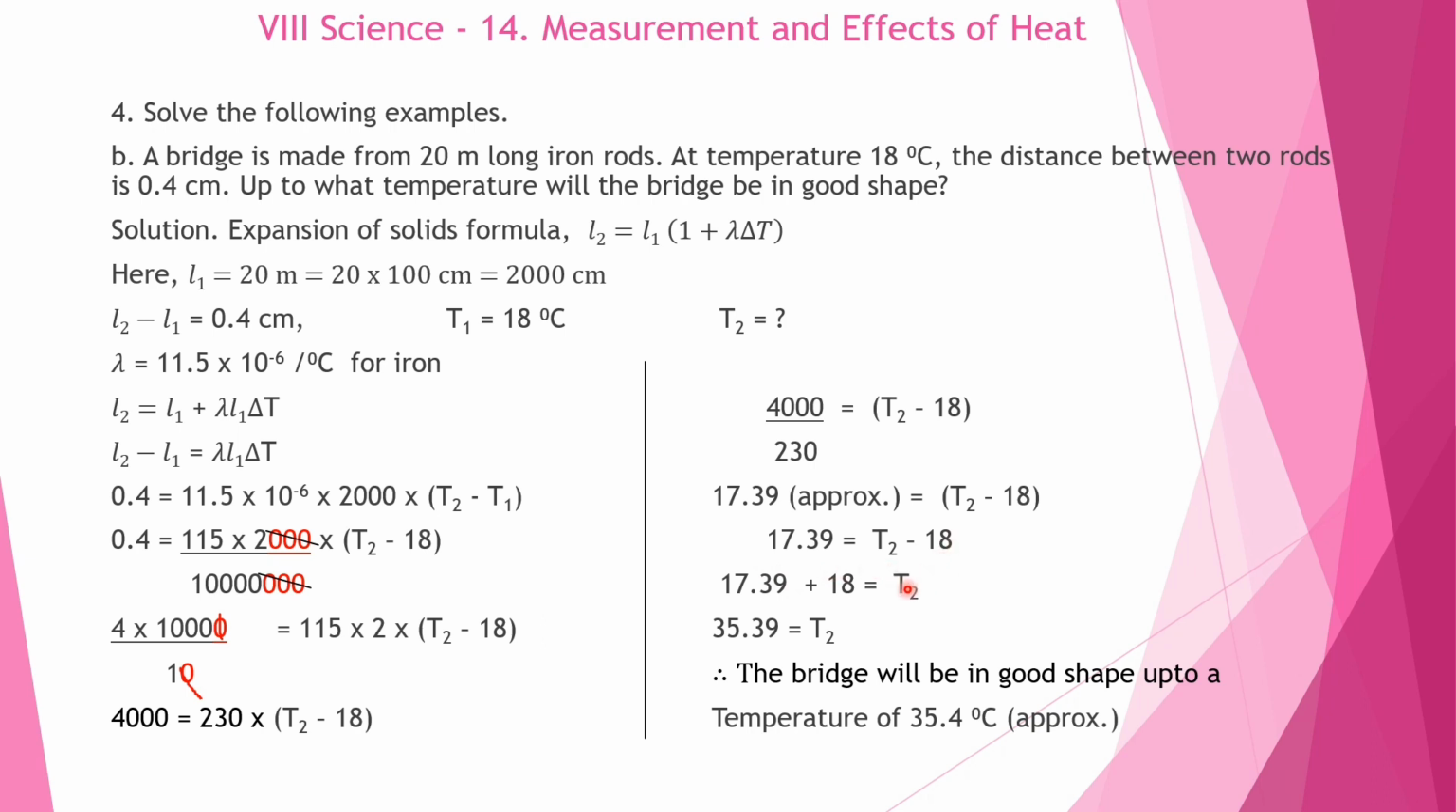Now let us shift 18 also to the other side. Minus 18 becomes plus 18. 17.39 plus 18 is equal to T2. So 35.39 after adding these two is equal to T2. Therefore, the bridge will be in good shape up to a temperature of 35.4 degrees Celsius. That's the approximate value, children. I hope that you all have understood this sum, children.